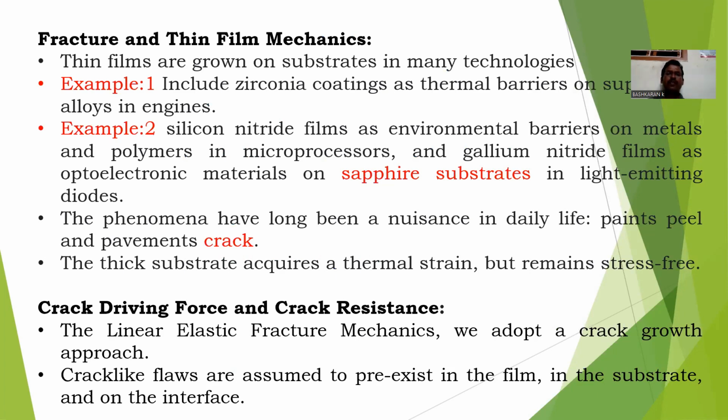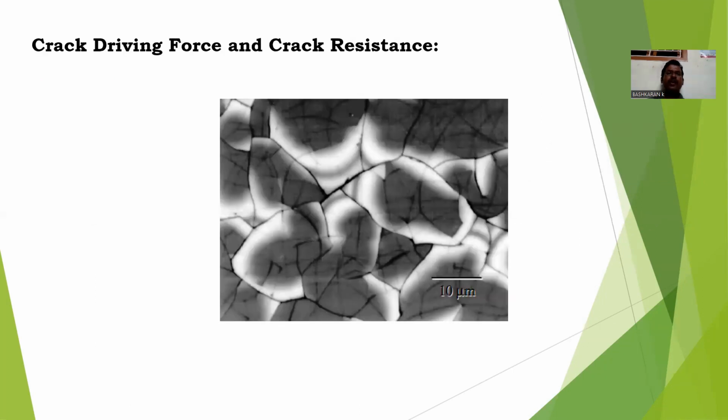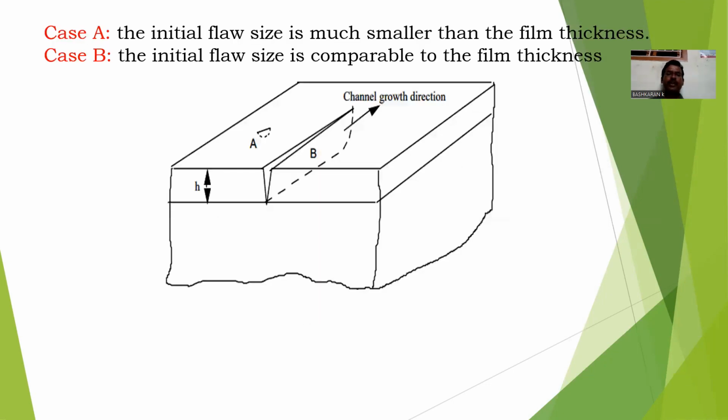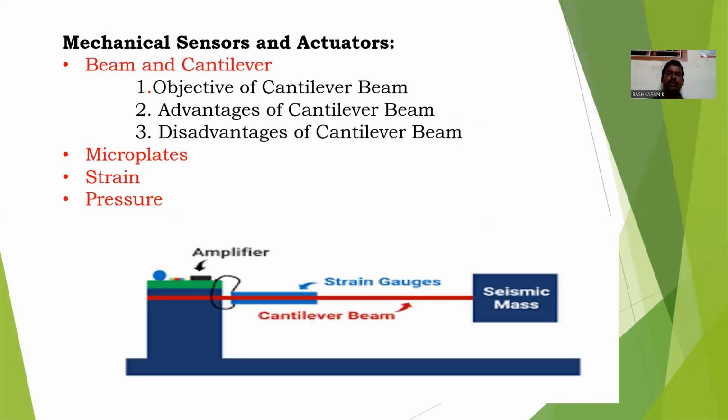Fracture and thin film mechanics. Fracture can occur in the substrate material, so we are going to remove the fracture and the crack, based on some substrate coating. The crack driving force and the crack resistance will look like this, appearing at the 10 micrometer scale. Case A: the initial flaw size is much smaller than the film thickness. Case B: the initial flaw size is comparable to the film thickness.